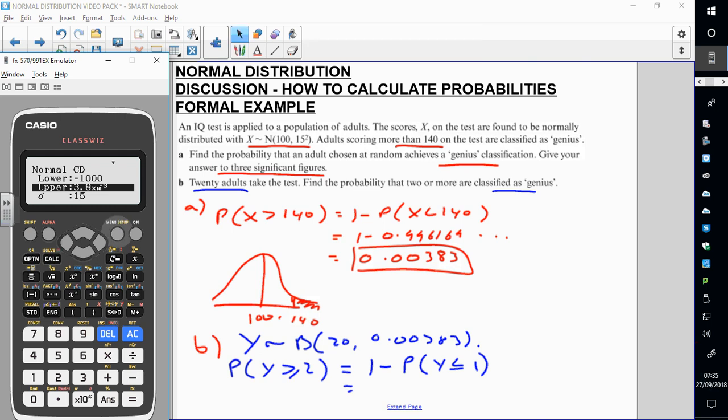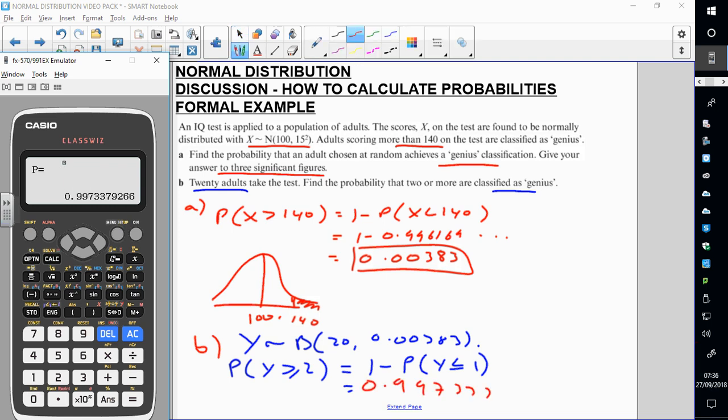So again, we go to our distribution, but this time we're going for binomial CD. We've got our variable, x is 1, that's the thing we're looking for, n is 20, p is 0.00383, and then bang, here we go. So 0.99733799266 is our answer there. Okay, so we can cut that off at 3 decimal places or 3 sig fig if we want to. And that's the end of the basics of normal distribution.